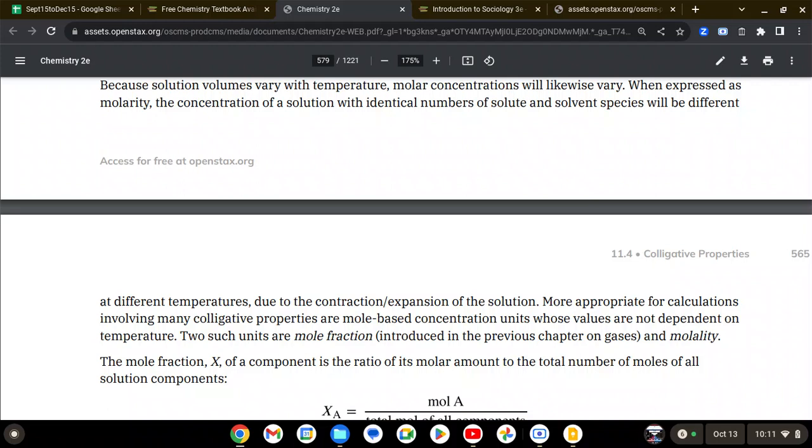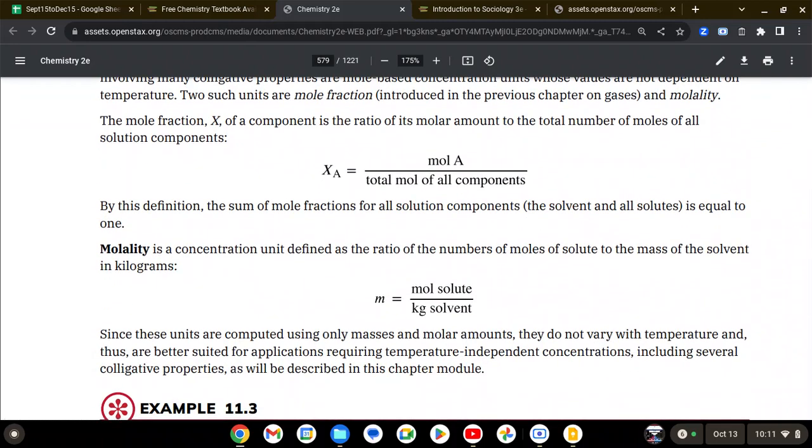The mole fraction, X, of a component is the ratio of its molar amount to the total number of moles of all solution components. So the mole fraction of A equals the moles of A over the total moles of all components. By this definition, the sum of mole fractions for all solution components is equal to 1. Molality is a concentration unit defined as the ratio of the number of moles of solute to the mass of the solvent in kilograms. Since these units are computed using only masses and molar amounts, they do not vary with temperature and thus are better suited for applications requiring temperature-independent concentrations, including several colligative properties as described in this chapter module.